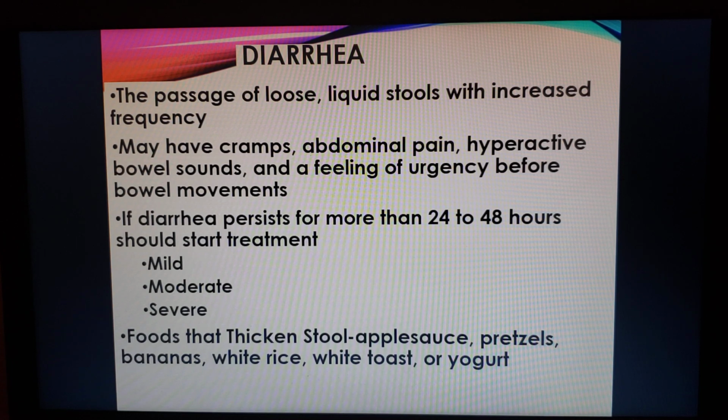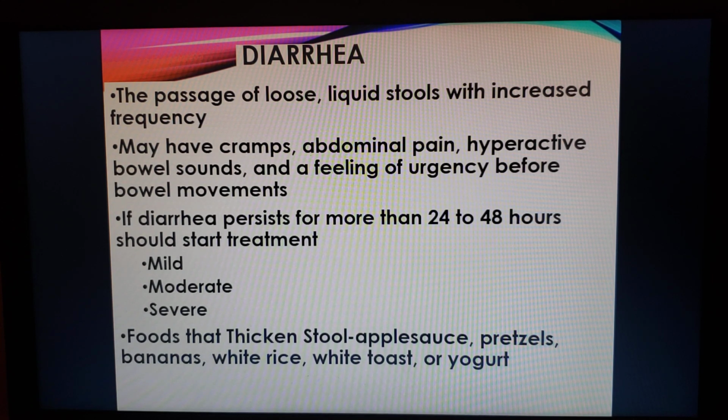Next up, we have diarrhea. Diarrhea is the passage of loose liquid stool with increased frequency. Patients may experience cramps, abdominal pain, hyperactive bowel sounds, and a feeling of urgency before bowel movements with diarrhea. If diarrhea persists more than 24 to 48 hours, treatment should start. We can categorize diarrhea as mild, moderate, or severe.